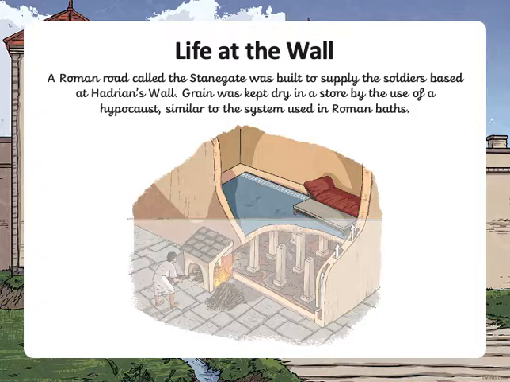So do we remember what we spoke about hypocausts with? We spoke about them ages ago when we were doing Roman baths. Similar to the systems in Roman baths, that's when they make sure everything's warm by having an underground heating system. So as you can see here, they've got some columns holding up the floor, and then they've got a fire which makes sure that everything under here stays hot. So the grain is kept dry through a similar system as you would keep the water warm in a Roman bath.